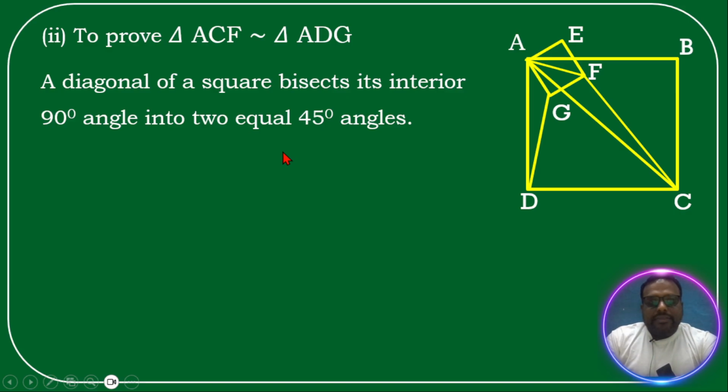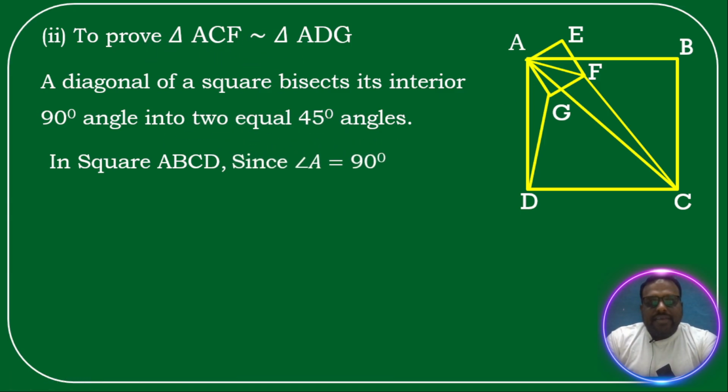Now to prove triangle ACF and triangle ADG as similar, we will be taking the triangles which are beside this diagonal AC. That means on either side of the diagonal AC, one towards AFE and one towards DAG. So everything will be rotating here itself. Now let us try to work out on this. As I told you, a diagonal of a square bisects its interior 90 degrees angle into 2 equal 45 degrees. Now let us start with the square ABCD. So in a square ABCD, angle A is 90 degrees.